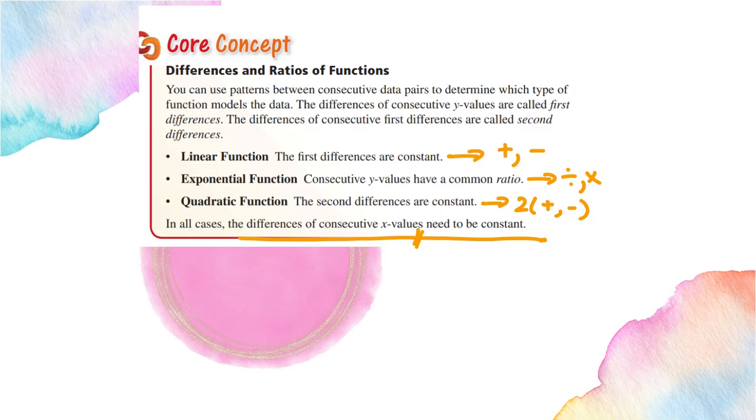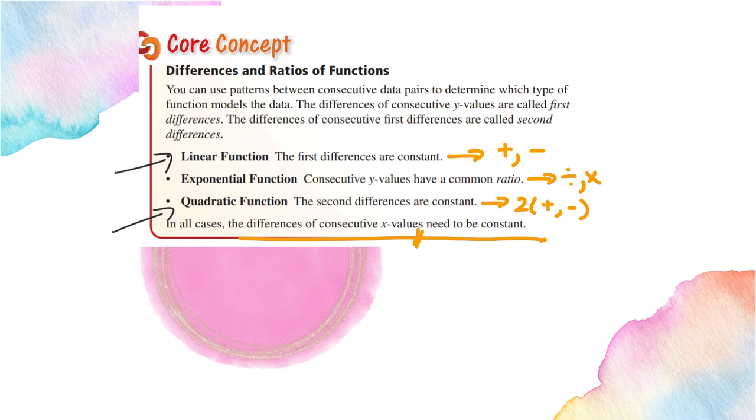Now, differences and ratios of functions. You can use patterns between consecutive pairs to determine which function models the data. The difference of consecutive y values is called the first difference. That is most likely going to be what we call a linear function. The differences of consecutive first differences are called second differences, and those will be your quadratic function.